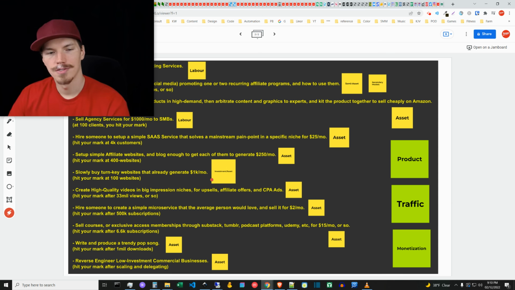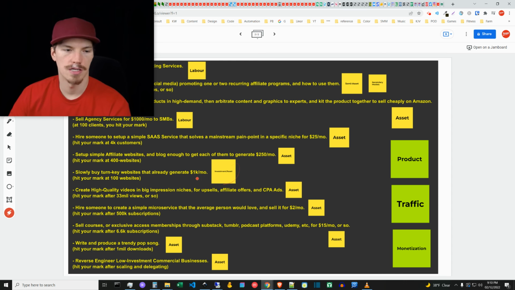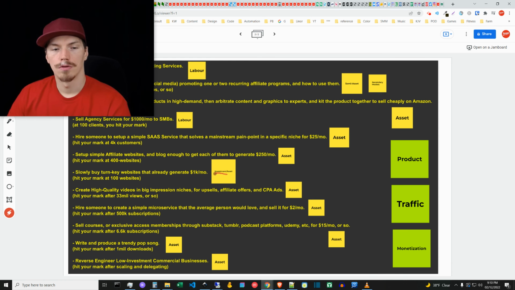Next point, slowly buy turnkey websites that already generate a K a month. Hit your market, 100 websites. So this is an investment-oriented practice. You're investing into a site, and so it's high risk. But of course, if you make a good investment, it can become an excellent asset. So it's an investment/asset method. You have to really know what you're doing. You have to know what to look for in link profiles. You have to be able to look at the SERPs and look at the site content and know that you're investing into a website that's going to bring you recurring income for the long term.